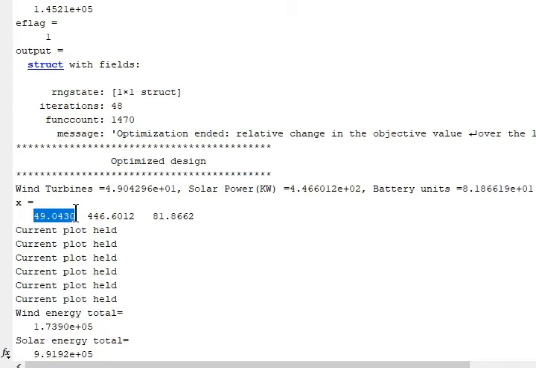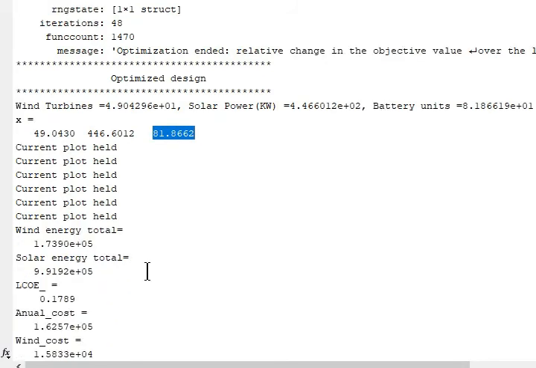So its converged solution is that the wind turbines are 50 wind turbines of the rated capacity, almost 447 solar kilowatts and 82 battery units that we have used. That's the optimal solution. And the annualized cost of the system is almost 1.6 times 10 to the power 5 dollars per year, and the levelized cost of energy is $0.178 per kilowatt hour.